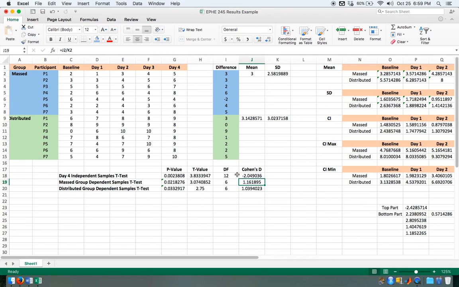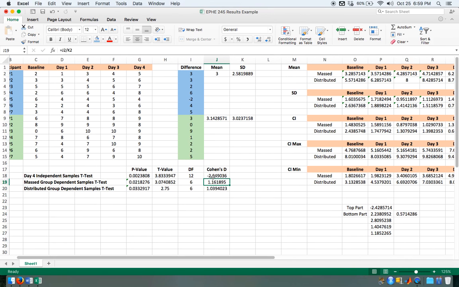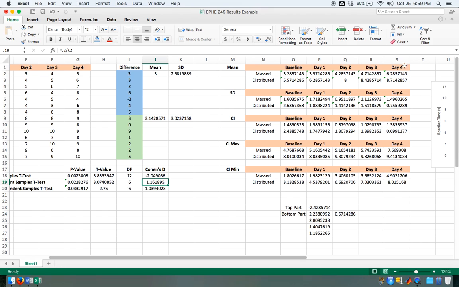Now, hopefully that wasn't too confusing. I think it should be okay. The reason it's negative is the direction I did it. So basically what that's saying is the mass group is 2 standard deviations below the distributed group. Okay, so I could have easily done it backwards where I did the distributed group minus the mass group and it would be positive. So what's important there is that you realize which group is higher than the other, and you could easily see that with this. So the distributed group has a higher day 4 than the mass group does, right?